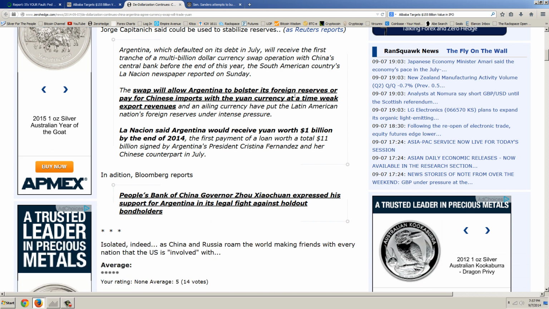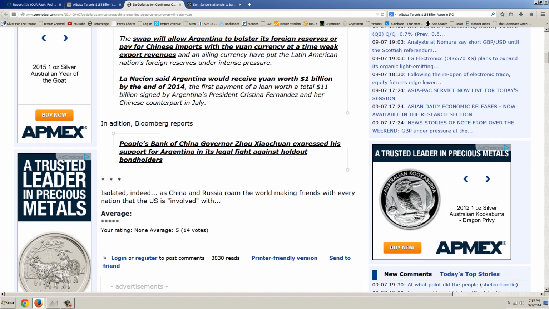Argentina, which defaulted on its debt in July, will receive the first tranche of a multi-billion-dollar currency swap operation with China's central bank before the end of this year, the South American country's La Nación newspaper reported. The swap will allow Argentina to bolster its foreign reserves or pay for Chinese imports with yuan currency at a time of weak export revenues, and ailing currency have put the Latin American nation's foreign reserves under intense pressure.